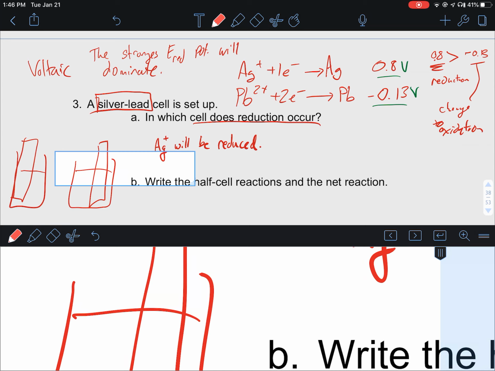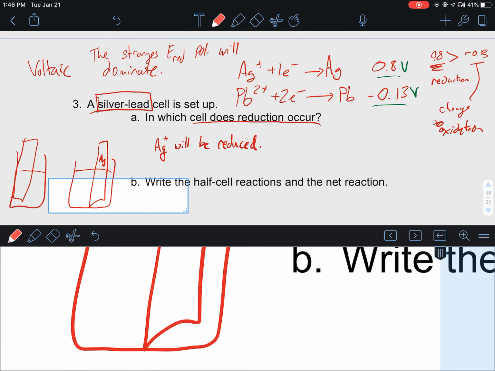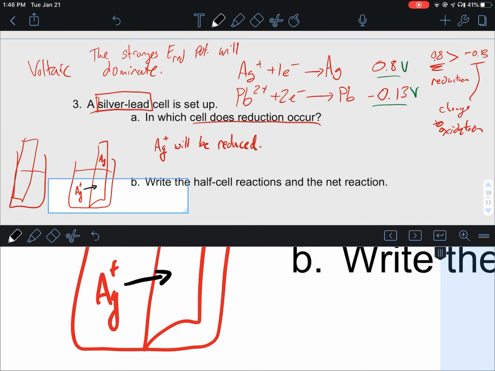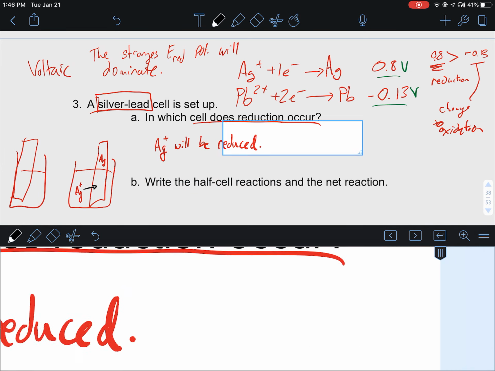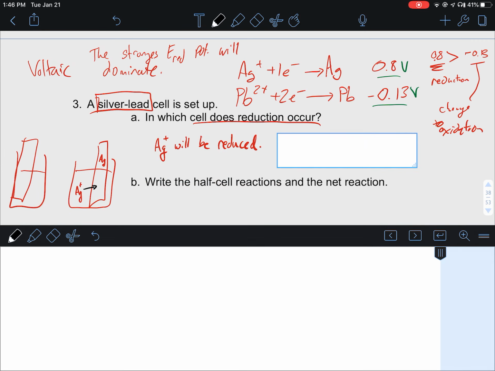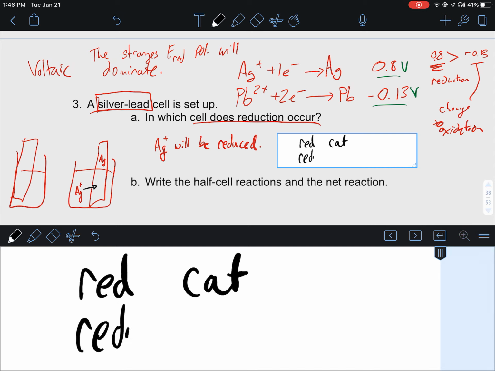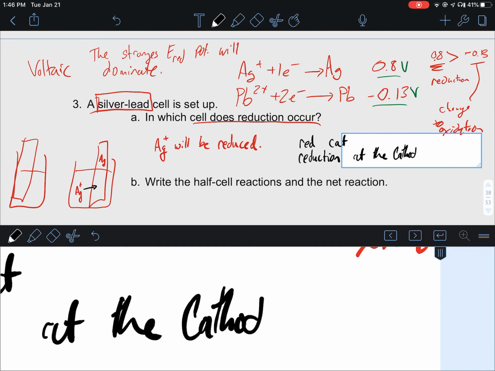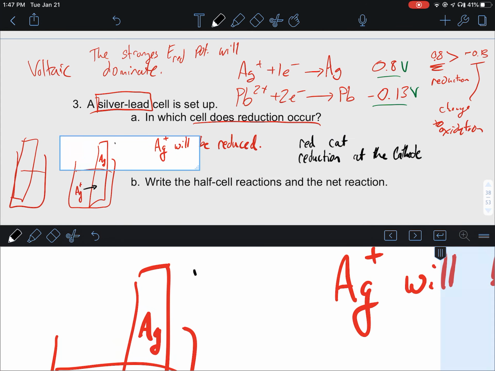So that's going to form this cell over here. We've got the Ag here. We put our Ag ions, and these ions are going to go in this direction. I'm just going to switch colors here. So these Ag ions are going to become the Ag metal that makes up this thing. This is reduction. Reduction occurs at the cathode, the red cat. Reduction at the cathode. So this is our cathode here.